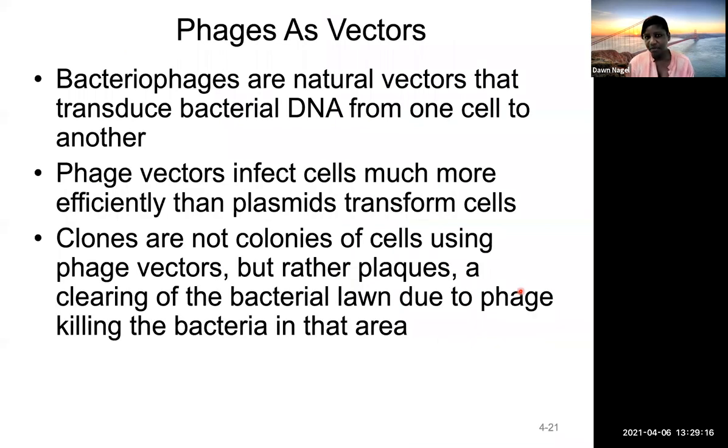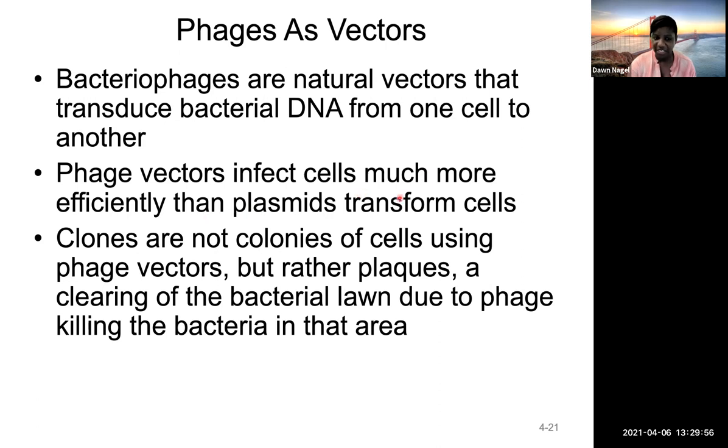The other type of vector that we can use for cloning is usually referred to as phages. You saw phages before with Hershey and Chase, where they used a bacteriophage that they labeled with radioactivity to determine whether it's really DNA or protein that was being transformed. So it's the same idea. It's a different type of phage, but it's a phage that infects bacteria, and that can be used as a way to clone pieces of DNA. The great thing about bacteriophages is that they can infect many more cells.